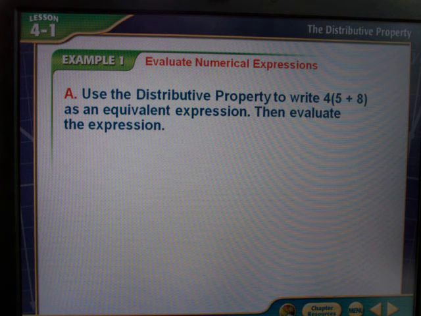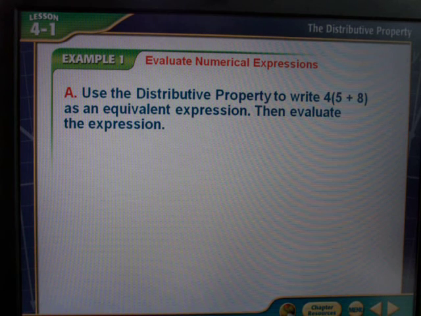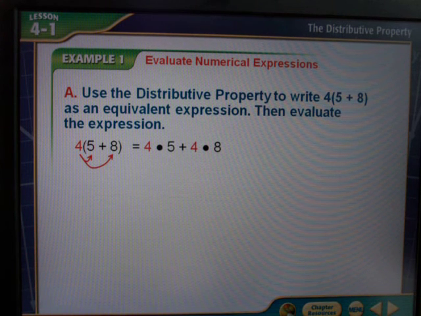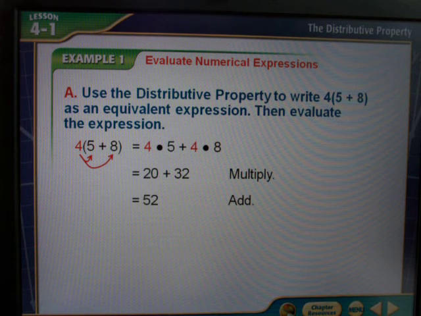So now we're going to use the distributive property to write 4 times the quantity 5 plus 8 as an equivalent expression, then evaluate the expression. I'm going to multiply 4 times 5 plus 4 times 8. I am going to multiply those, so now I am left with 20 plus 32, and it equals 52. Now I know that you're sitting there thinking, but Mrs. Treasury, I can add 5 plus 8 and get 13 and do 13 times 4, and that's so much faster. I'll still get the same answer. And to that I say, you're right.